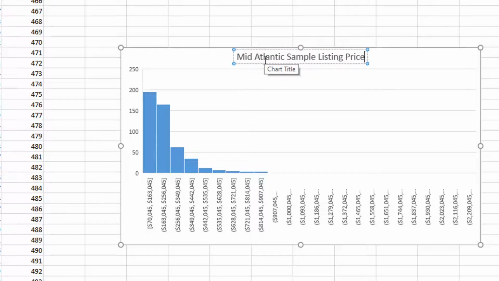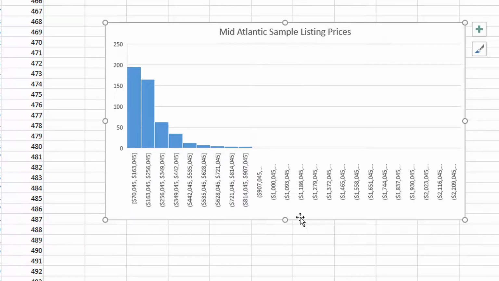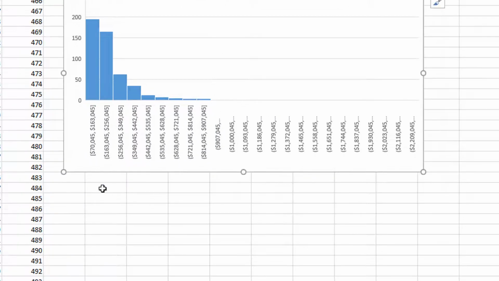I'll call this Mid-Atlantic sample listing prices. Okay, so we have 500 listing prices, and you can see there must be at least one that's up really, really high, 5 million something dollars, which is why this distribution skews so far. But most of them are down here. It looks like 814,000. That's like 900,000 is like the top of most of them, and then there may be one or two outliers.